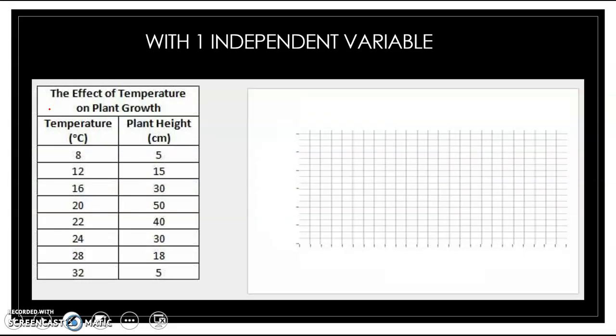All right, so let's do a practice graph. So this is an example with one independent variable. That means we're only changing one thing in this experiment. So we're going to be talking about plants. So the effect of temperature on plant growth. So as you can see in our data table, we are measuring temperature changes. So we are controlling the temperature, maybe we have a heat lamp, and then we are measuring the plant height. So that means our temperature is going to be our independent variable because we are changing the temperature. That's independent. So that means it's going to go on our x-axis down here.